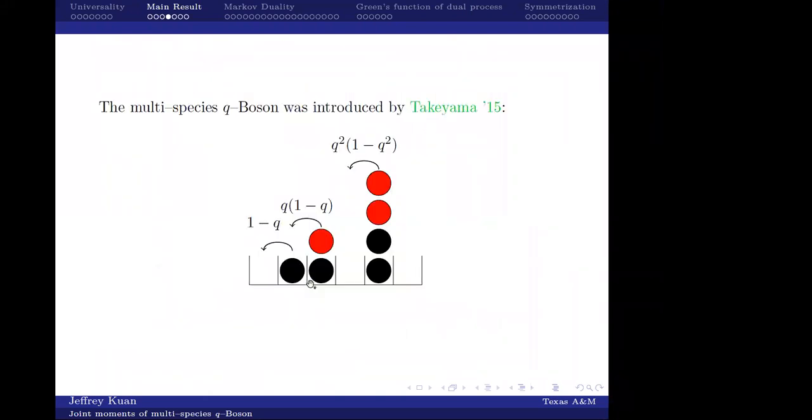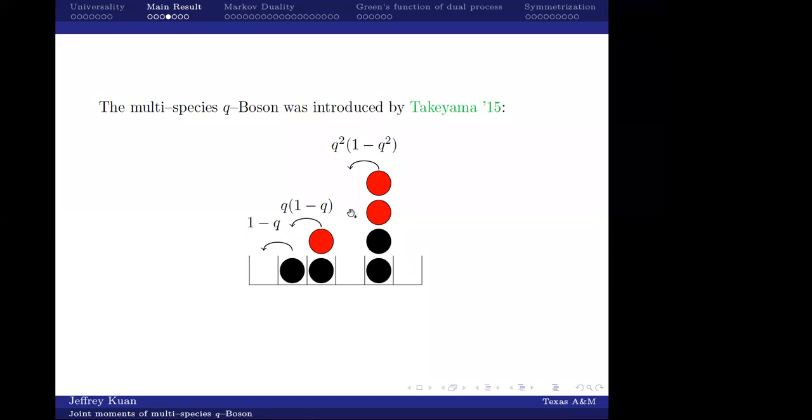So then the multi-species q-boson, which is the thing I'm talking about in the title, was introduced by Takeyama. The jump rates are pretty simple to describe. So here it's 1 minus q squared because there are two second-class particles, but it's slowed down a little bit by q squared, and the 2 is because there are two first-class particles here.